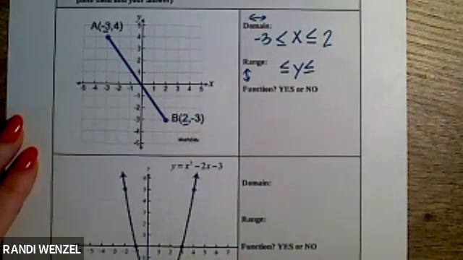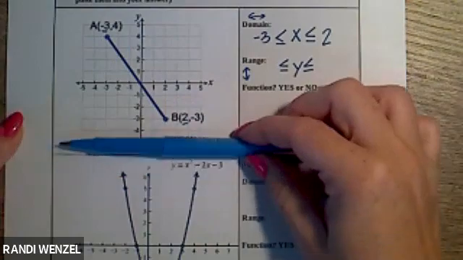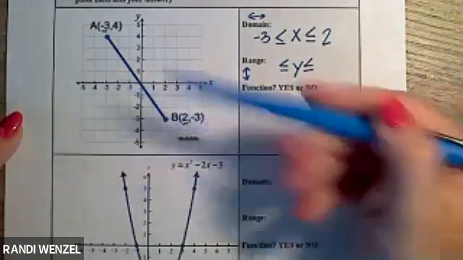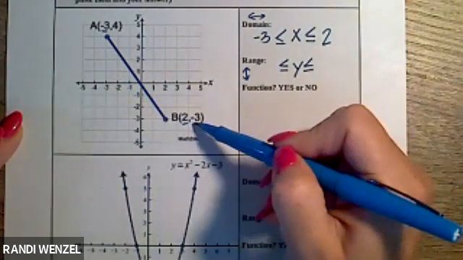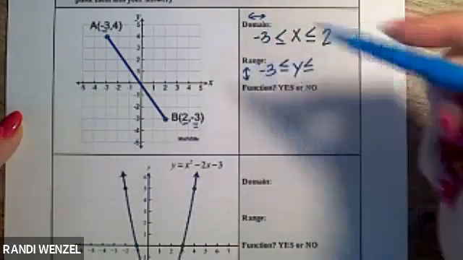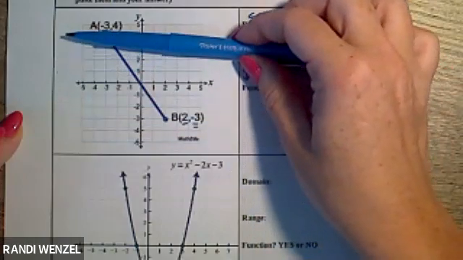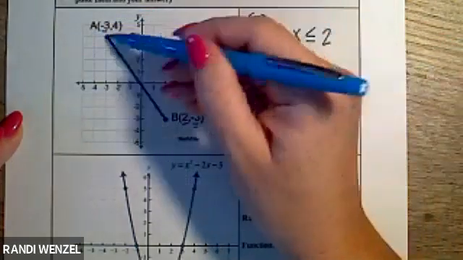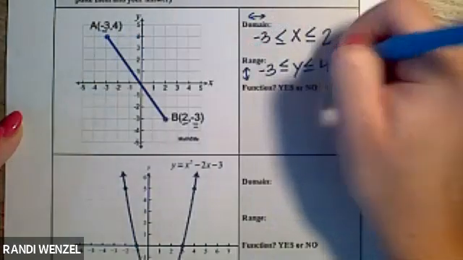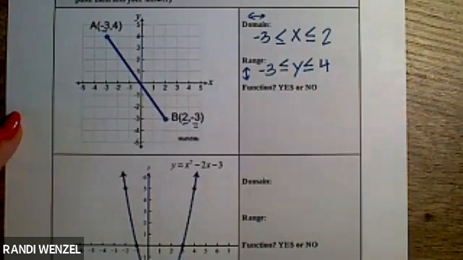Our range is our y values. We want to find the lowest one. So as we're going up the y-axis, the very first y we see is right here at negative 3. That's our lowest one. And then we want to see how high does it go. So we keep going up until the graph stops, and it goes up to 4. So this graph goes from negative 3 to 4 on the y-axis.